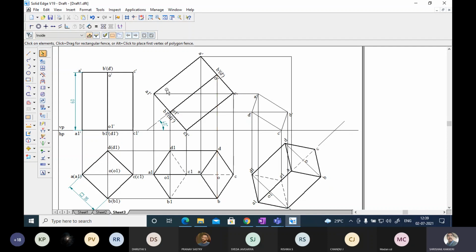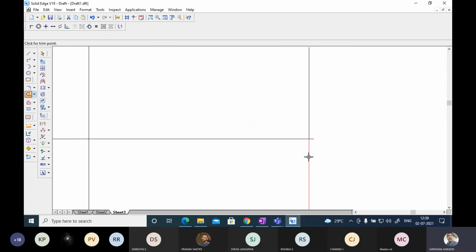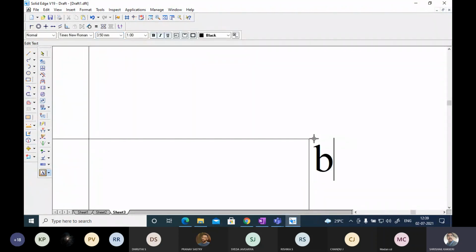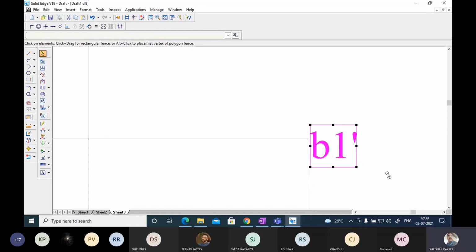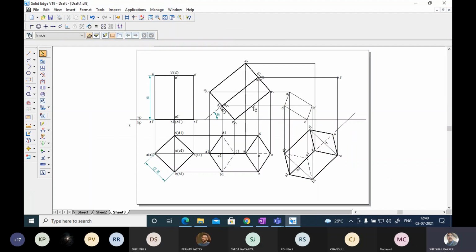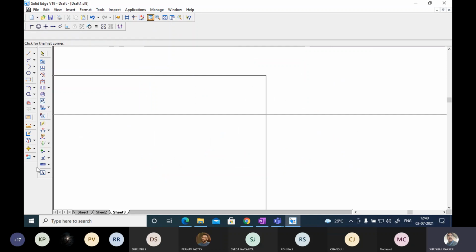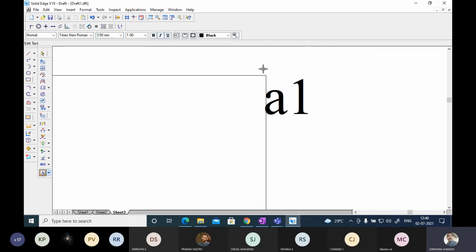And again point B. Okay, I am going to write a line from B. So this is B. And again write a line from B here. From A or from B you write. And this is the intersection. This will be the point B1 dash. And here B1 dash, and this will be A1 dash.